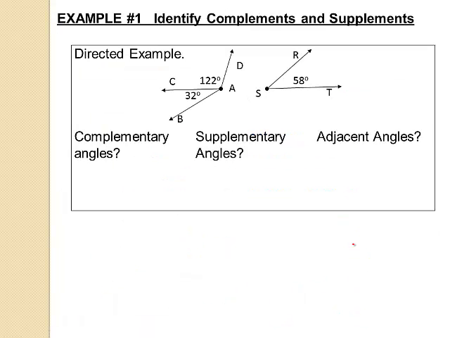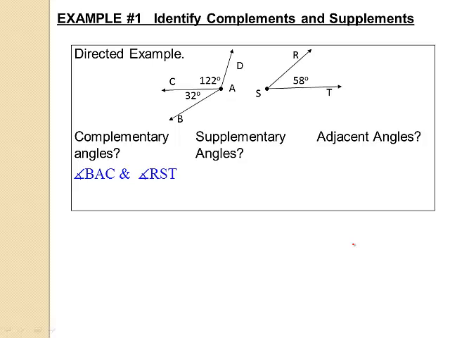So it says, identify complements and supplements. Directed example: what are some complementary angles that are within this figure? Well, again, complementary angles don't have to be adjacent, they don't have to be next to each other, but they have to sum to 90 degrees. So angle BAC is 32 degrees and angle RST is 58 degrees. If you add those together, you will get 90 degrees.